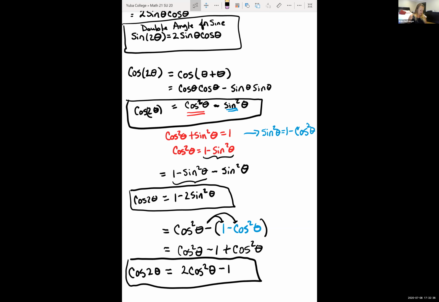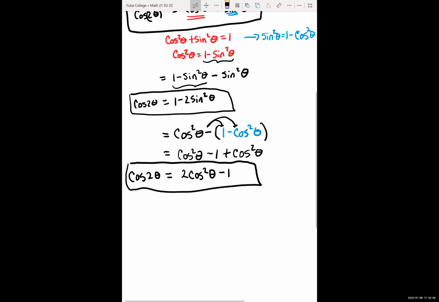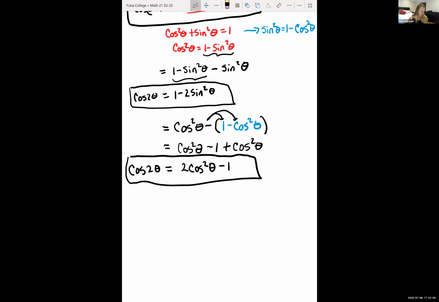Let me see if I can pull an example. This is saying use half angle. We haven't done half angle. Okay, example. Here we go.